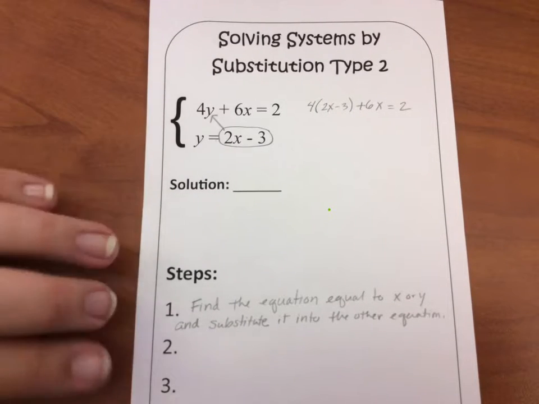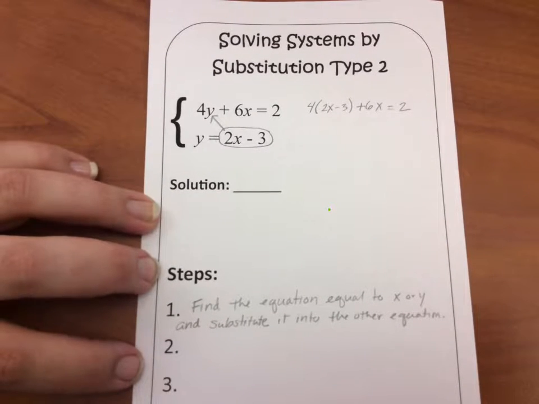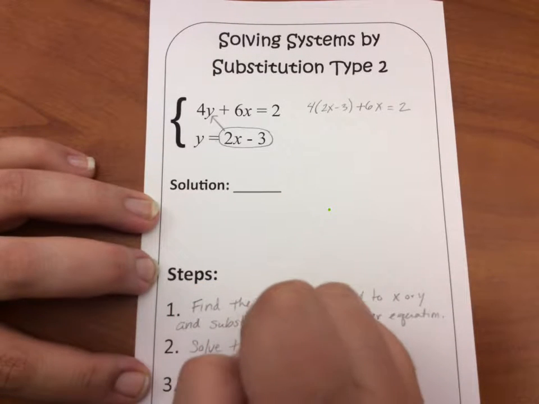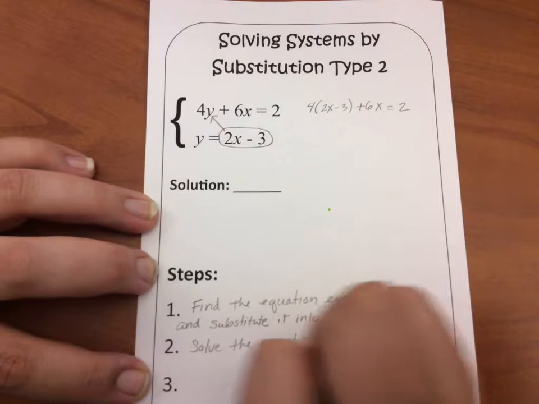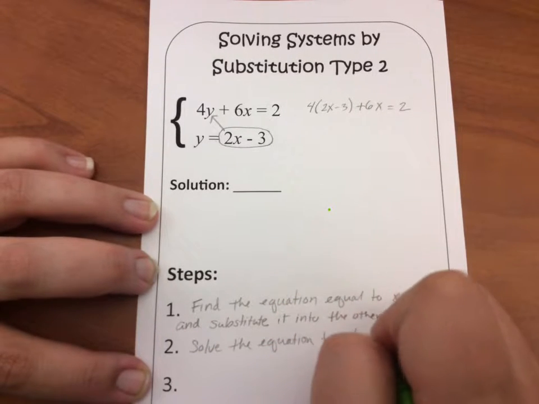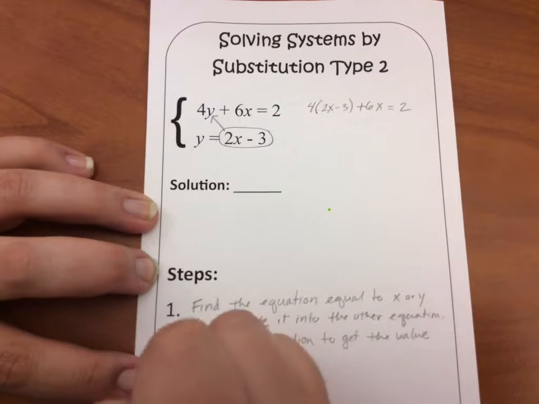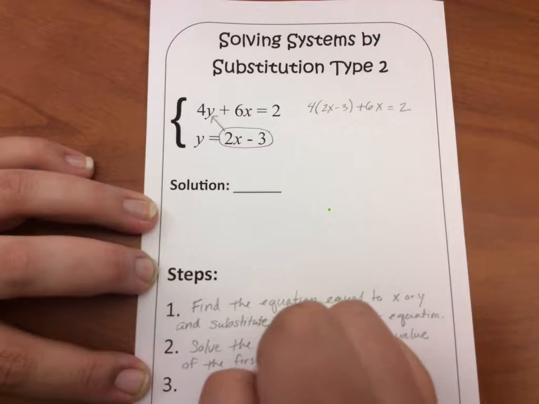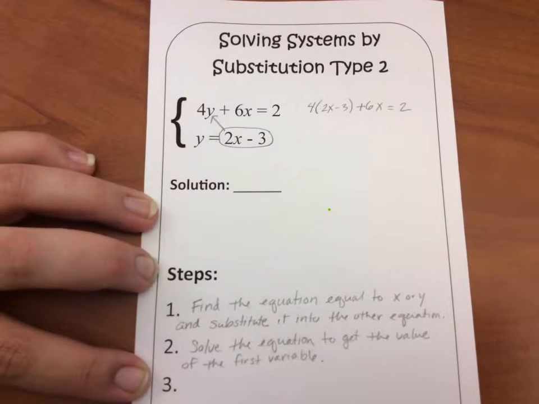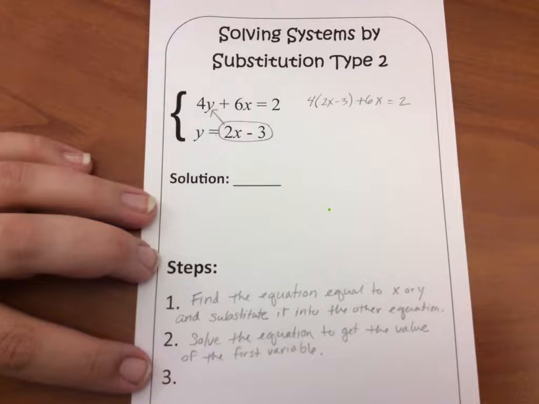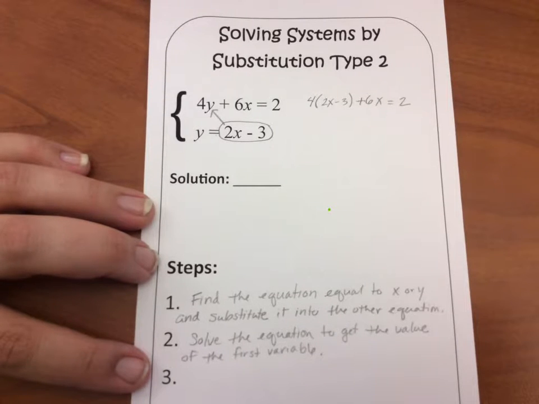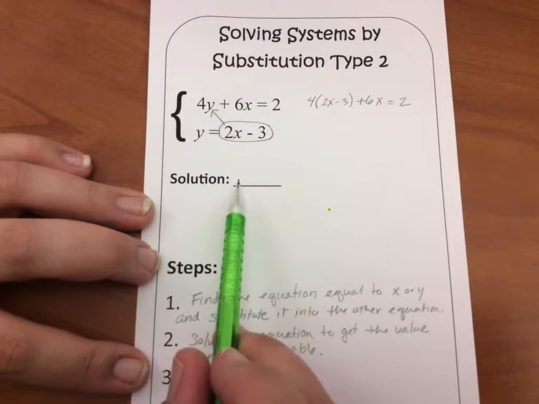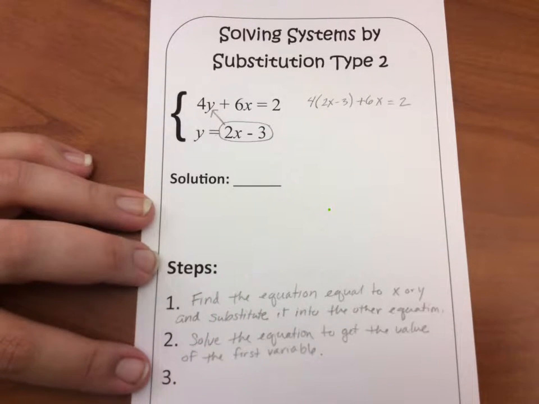Step 2 is to solve the equation to get the value of the first variable. If I look at my equation, it only has the variable x at this point. So I'm going to solve this equation for x, and x will be the first part of my solution. I'm going to also need to find y, just like we did before.